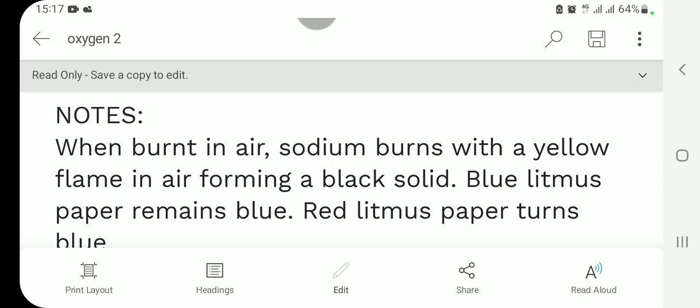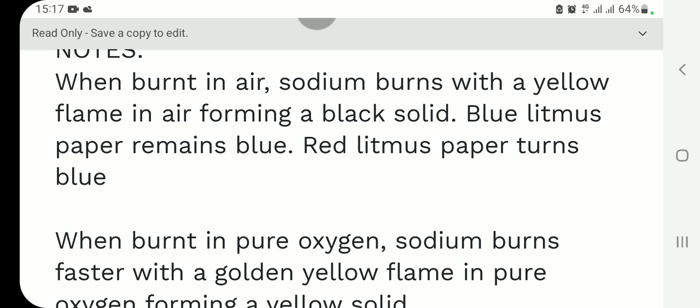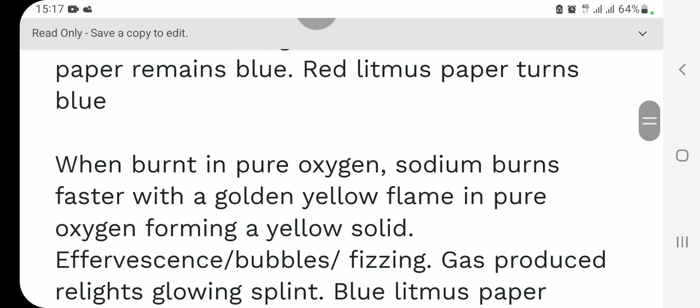Blue litmus paper remains blue and red litmus paper turns blue. That means it's still basic. Hope you are noting it. Magnesium is basic, sodium is also basic.